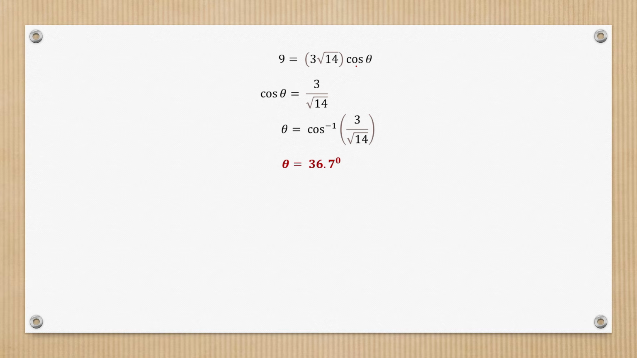Now, to confirm your answer is true, it should be an acute angle, which is an angle less than 90 degrees. And since our 36.7 degrees is less than 90, I believe we are right. So this is the answer you should get.